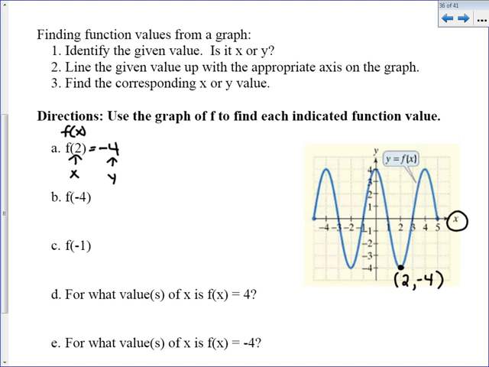So if I look at B, I want to find f of negative 4. So if I have the number in the parentheses, we know it's x because our function notation is f of x. So I go to my graph. I go to where x is negative 4, and this time I've got to go up to find my graph, which is right here. There's a point on my graph that has an x value of negative 4. And what we're really looking for is what the corresponding y value is at that point. So the y value at that point is positive 4. So that means f of negative 4 equals positive 4. It's just your x and then your y.